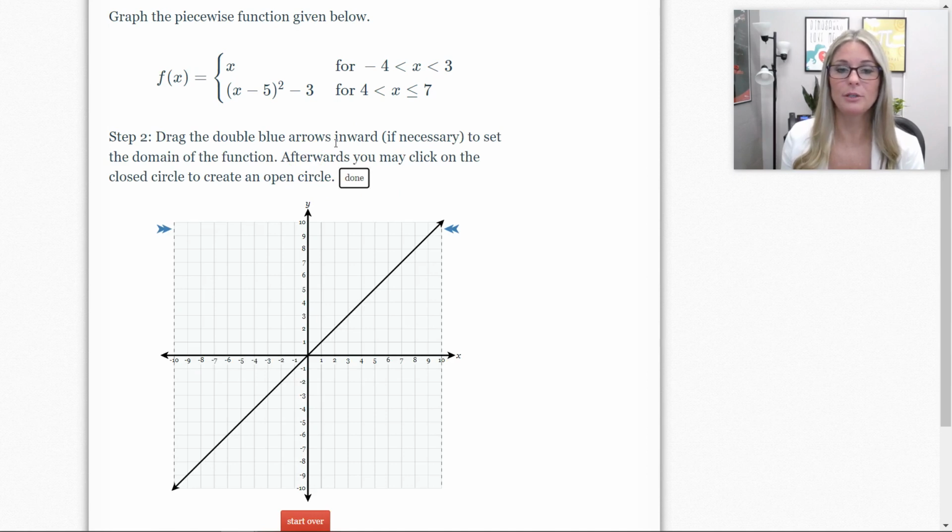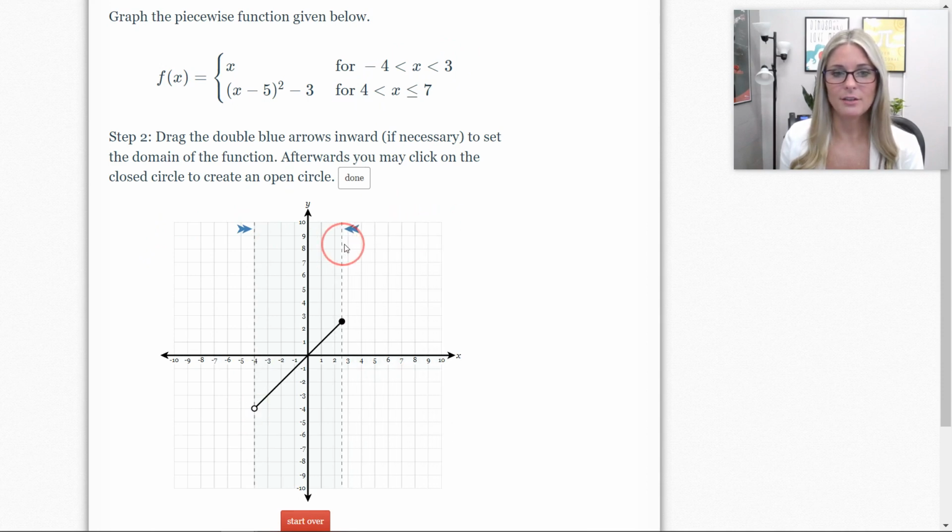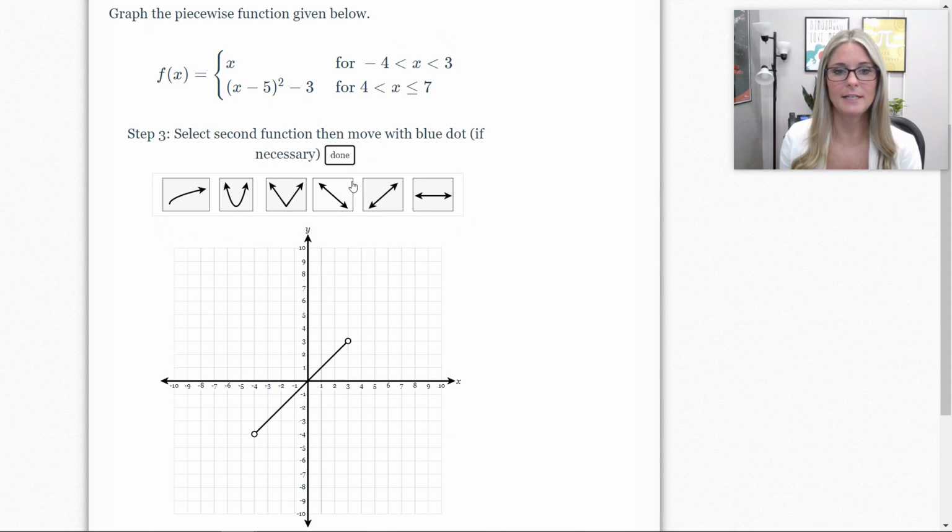Now I'm going to drag those blue arrows to set my domain. It was from -4 to 3, both open circles. So I'm going to drag over to -4 and click to make an open circle. Drag to 3 and click to make an open circle. And check and make sure I got that all good. All right, done. Now let's do the second function.